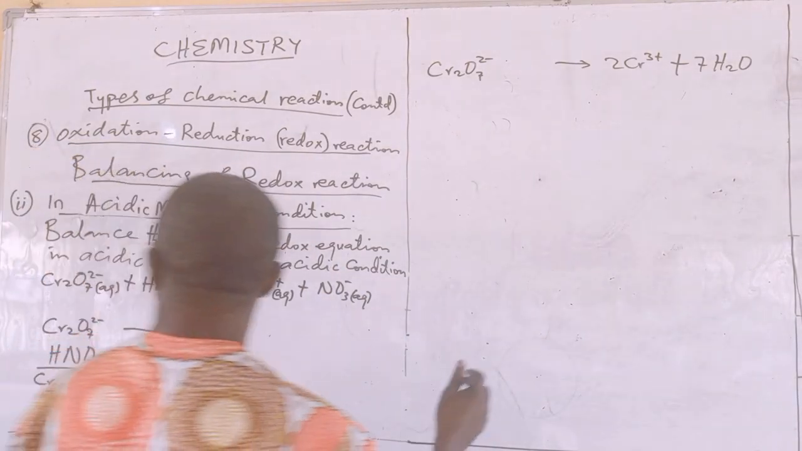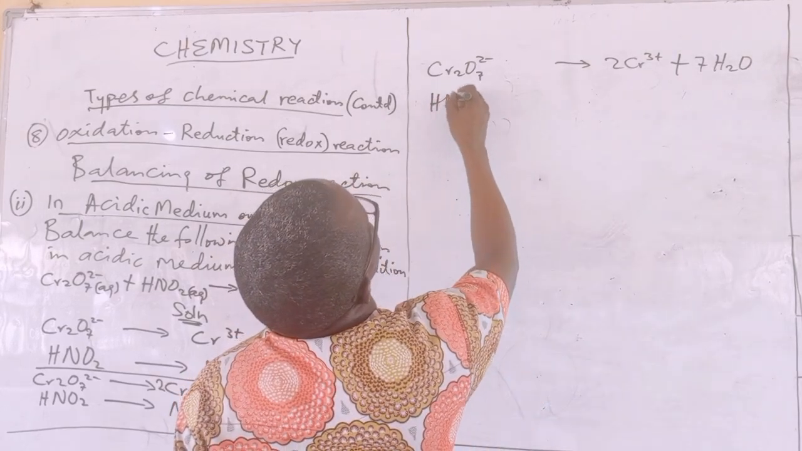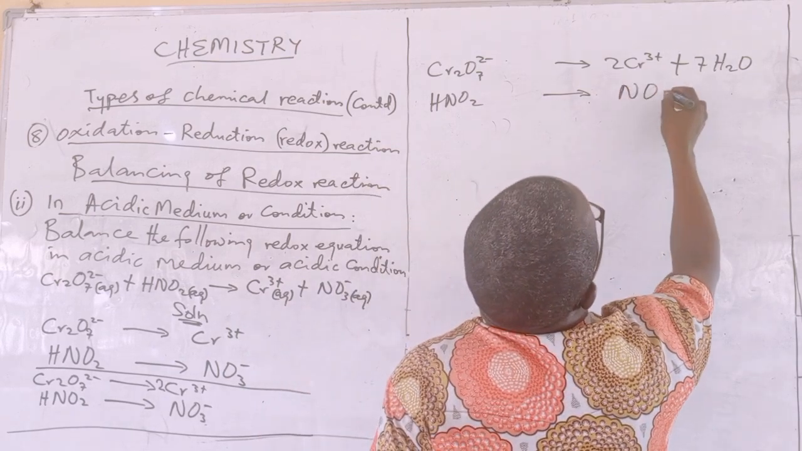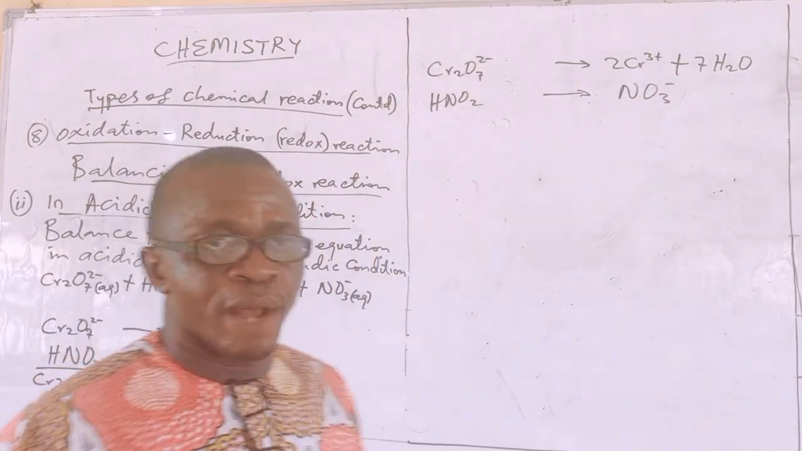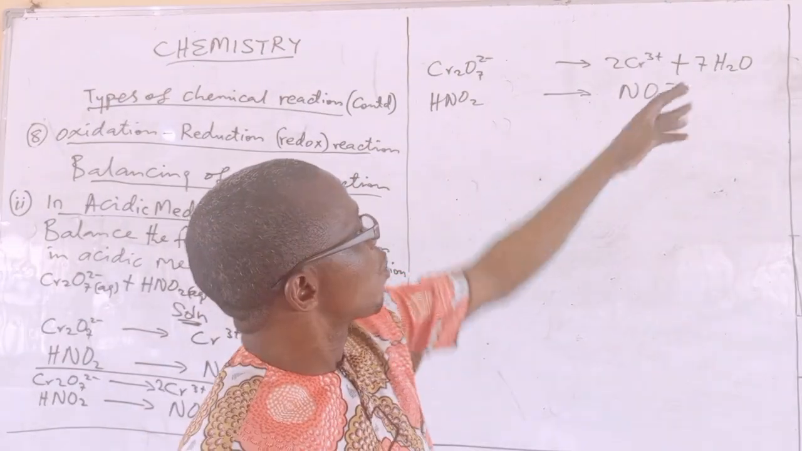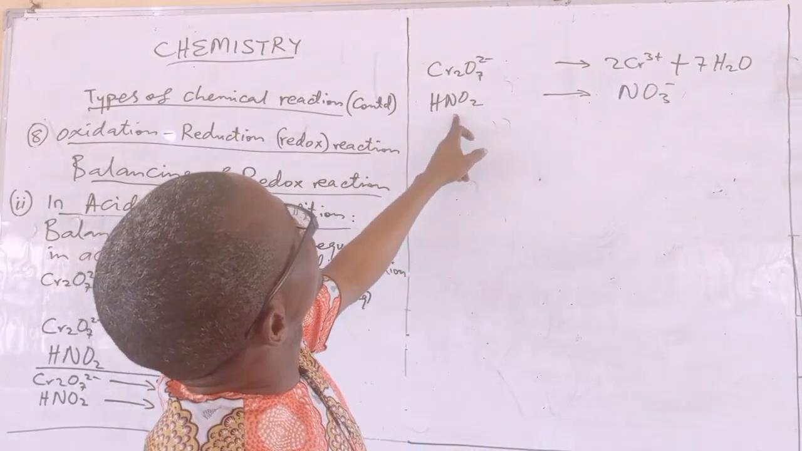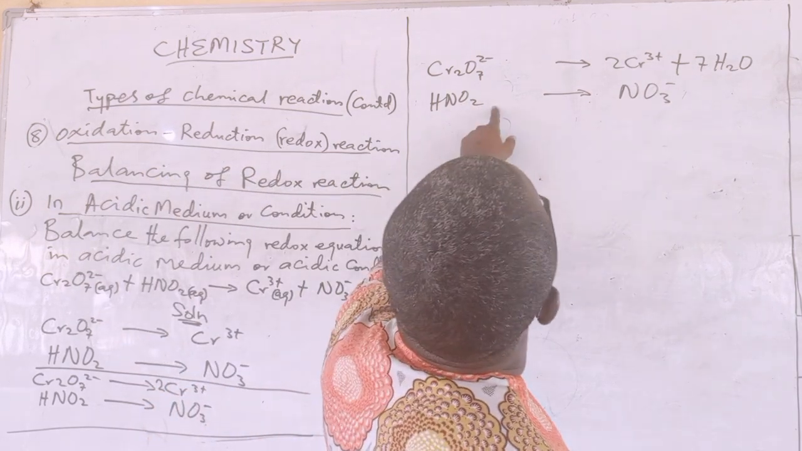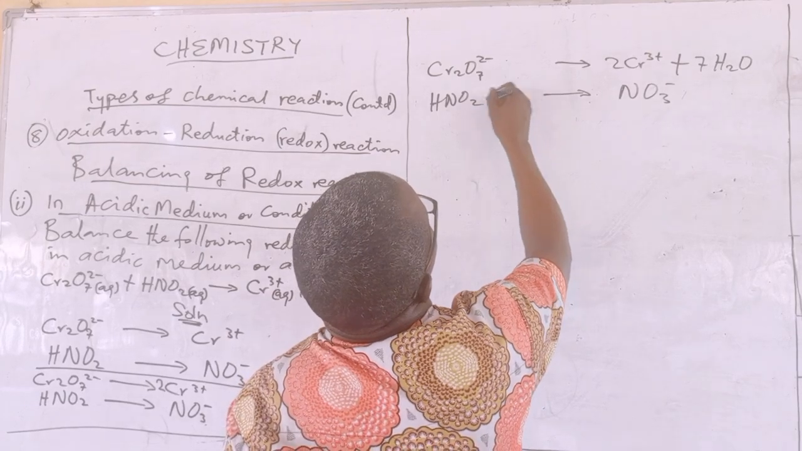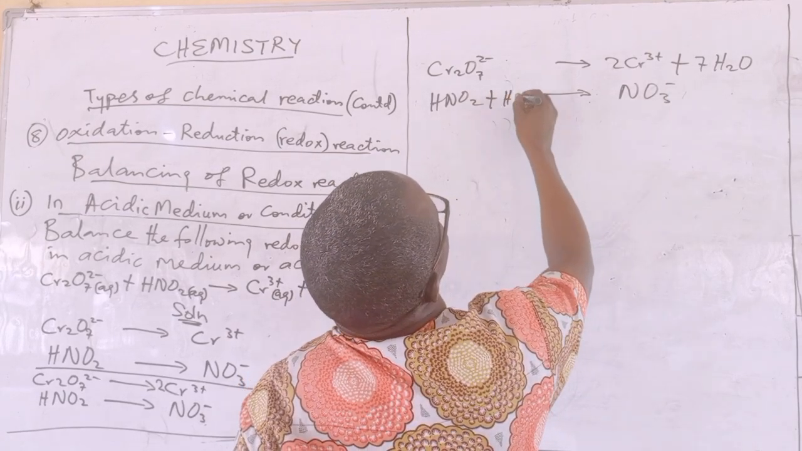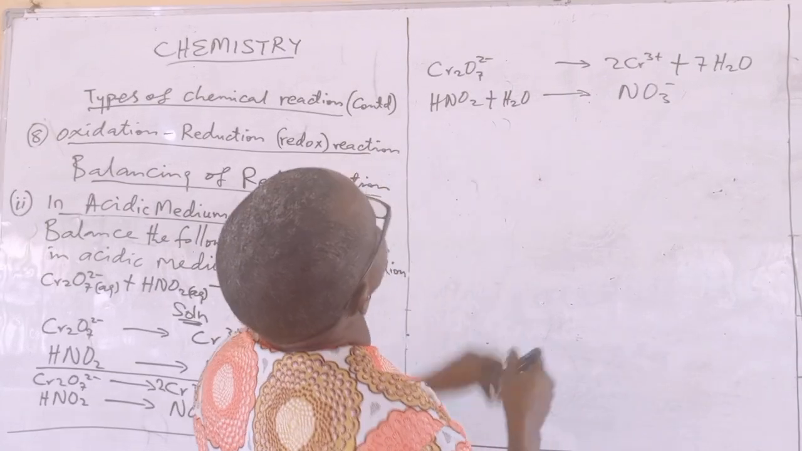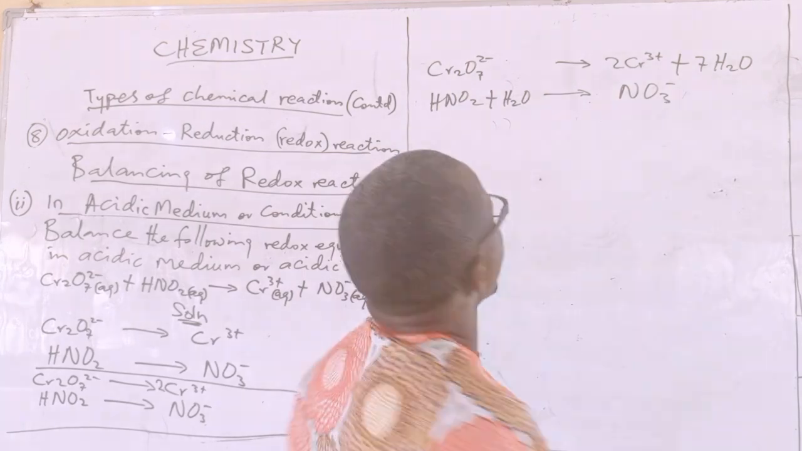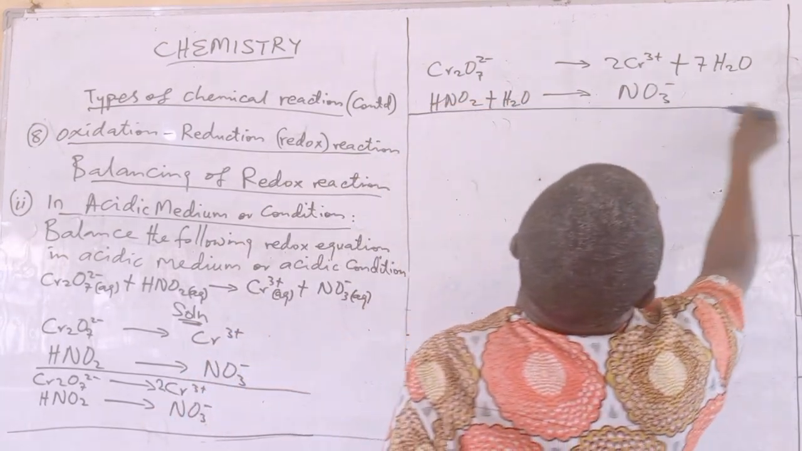Now the second equation, HNO2 to NO3 minus. I'm also going to balance oxygen with what? Water, H2O. Now check first. How many oxygen do you have here? 2. How many do you have here? 3. So what I will do, I will add the remaining one here to make it 3. That's H2O. So that if I add one atom of oxygen with these two, it will give me 3, like in this case. So I'm done balancing oxygen.